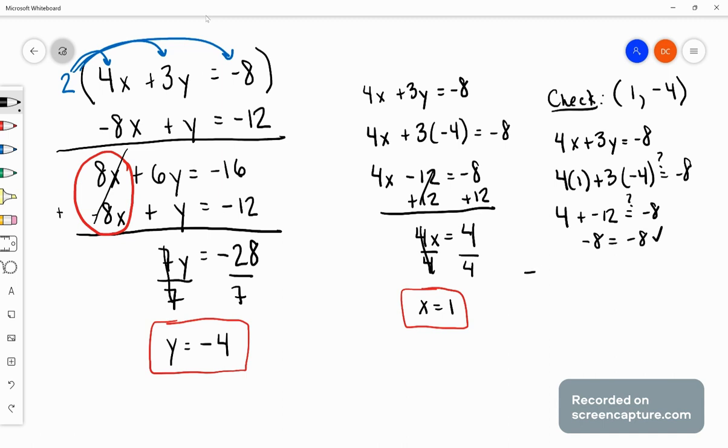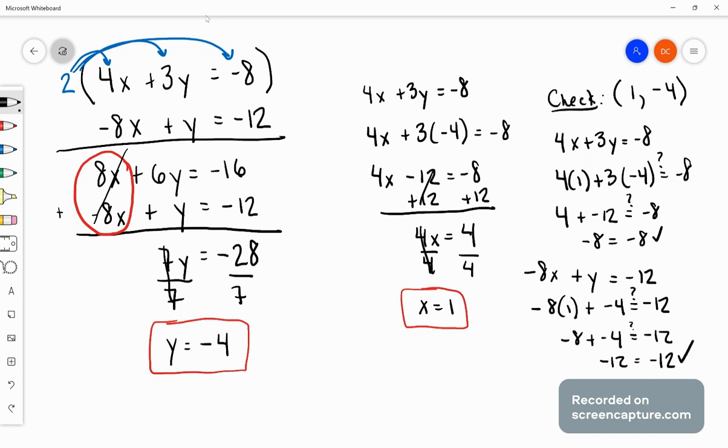And then we have negative 8x plus y equals negative 12. Negative 8 times 1 plus negative 4. Does that equal negative 12? So we have negative 8 plus a negative 4 equals negative 12. Yep, negative 12 equals negative 12. Check.